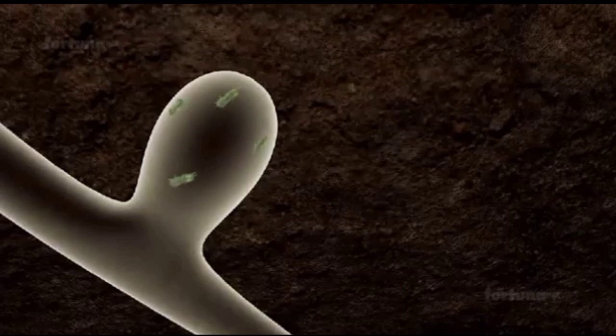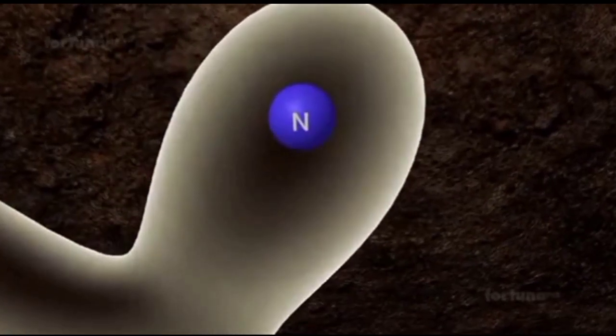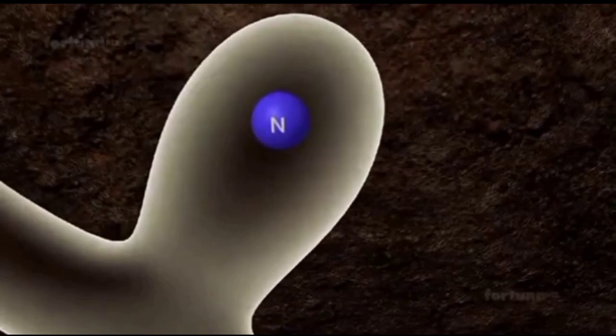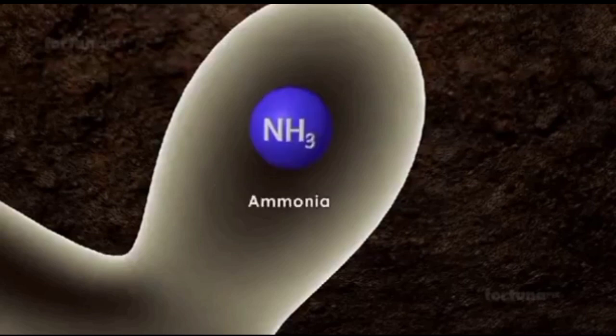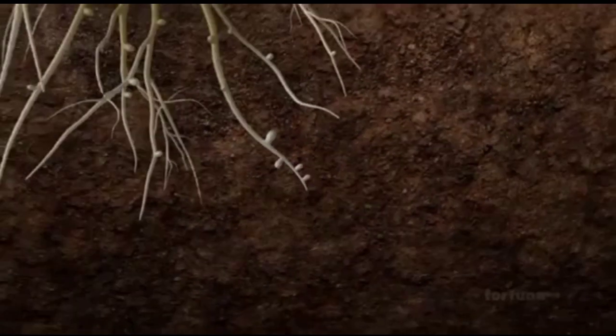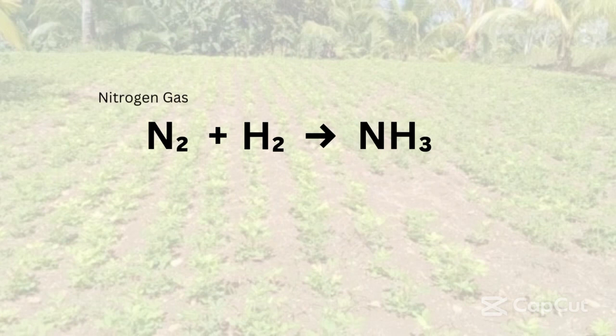The nitrogen gas molecule consists of nitrogen atoms bound by a triple bond. Nitrogenase breaks this triple bond, allowing the nitrogen atoms to react with hydrogen to form ammonia. This process is called nitrogen fixation. In this equation, N2, or nitrogen gas, represents atmospheric nitrogen, H2 represents hydrogen gas, and NH3 represents ammonia. Let us now proceed with identifying the oxidation state.